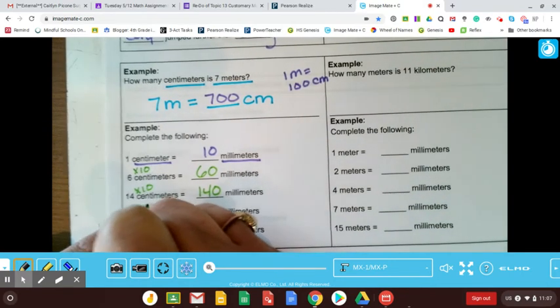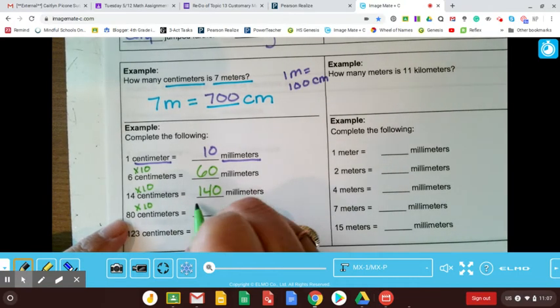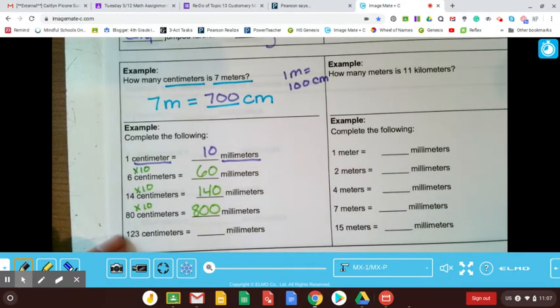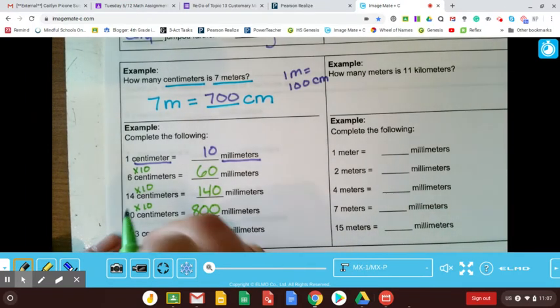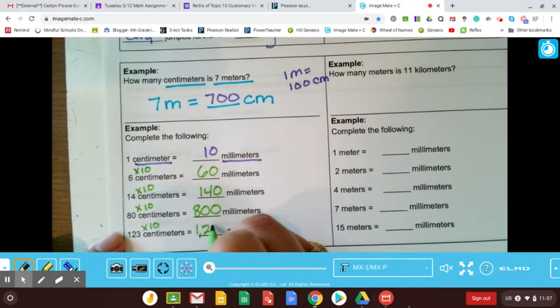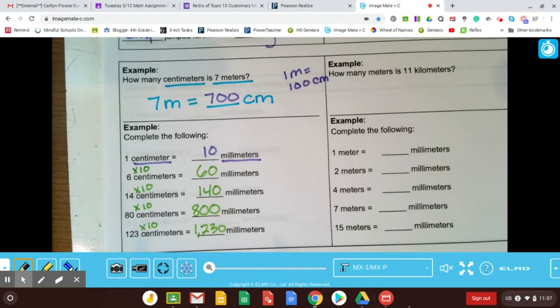In 80 centimeters, 80 times 10, right? I could do 8 times 1 is 8, add on the 2 zeros, so I'd have 800 millimeters. And 123 centimeters times 10 is 1,230, right? You notice that I'm just adding on an extra 0. When we multiply by 10, we add on an extra 0.